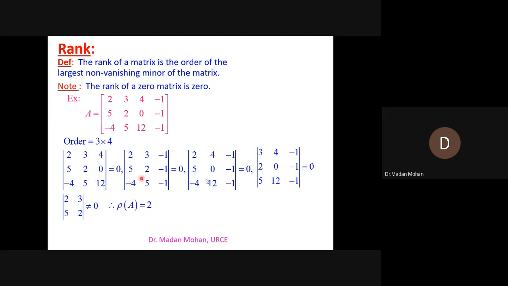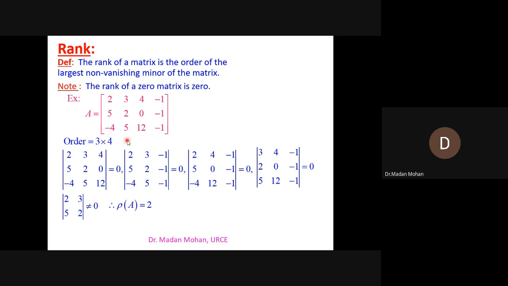Suppose in this process, I get this one: 2, 4, minus 1, 5, 0, minus 1, minus 4, 12, minus 1, not equal to 0. I can stop here. The rank is 3 because its order is 3. By luck, suppose the first one is not equal to 0. Immediately, the rank is 3. I can stop here because it is the largest order non-vanishing minor. This is the rank definition.